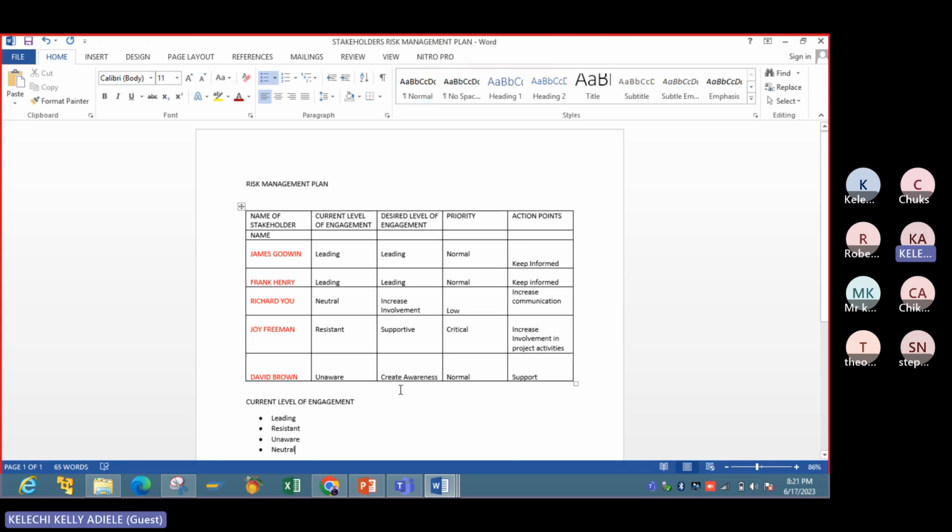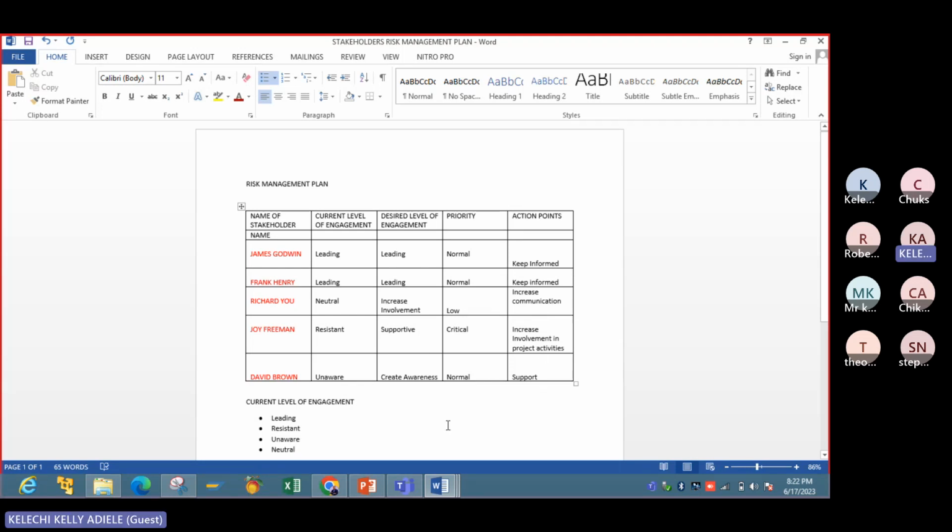Okay, so this is my risk management plan. From the requirement gathering and my analysis, I've seen that Richard is neutral, but we need to make sure he's involved. So my desired level would be to increase his involvement in the project. For Joy, she's resistant maybe because she feels she's not being carried along. So we're going to be supporting her, and it's critical. So we have to increase involvement. For Brown, who is unaware, we need to make him more aware. It's normal, and we need to support.